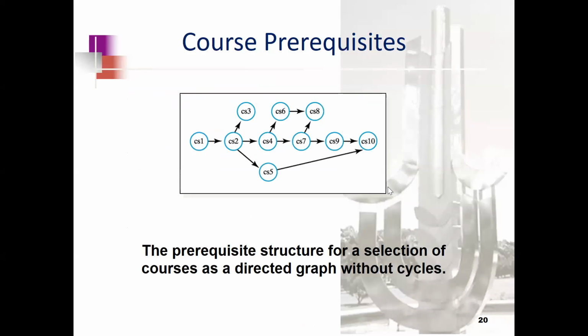Prerequisite ini dia menggunakan konsep graph. Okay, so the prerequisite structure for a selection of courses is that the graph is without cycle. Ini dia tidak ada cycle. Sebab kalau ada cycle ni bermaksud bermula dan berakhir pada vertex yang sama. Ini tidak ada cycle graph atau cycle path.